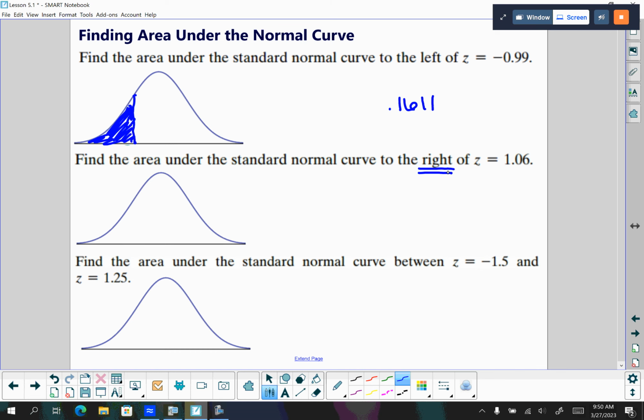This one says area to the right of 1.06. So again, 1.06, pretty close to 1 standard deviation, but it's positive, so it's on the right side. Maybe like there. Okay, shade it that way. I'm going to look up 1.06 on my chart, but that's not going to be my final answer. Remember, the only thing the chart gives us is the area to the left. Okay, so 1.06, if I find that number, I get 0.8554.